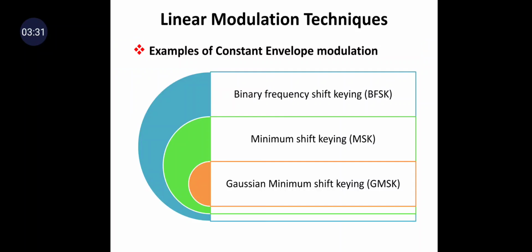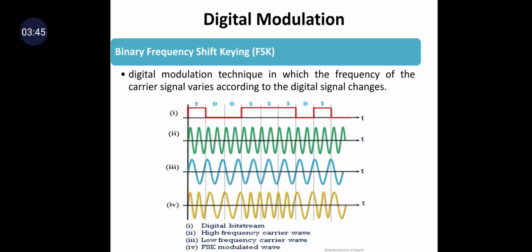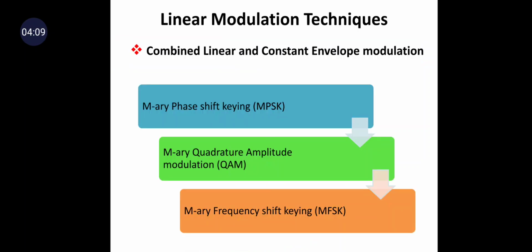Let's see the examples of constant envelope modulation: binary frequency shift keying BFSK, minimum shift keying MSK, and Gaussian minimum shift keying GMSK. The first one is binary frequency shift keying. It is a modulation technique in which the frequency of the carrier signal varies according to the digital signal changes. So here we have two carrier signals, one high frequency carrier and another low frequency carrier, and the final output is the FSK signal, that is the binary frequency shift keying signal.